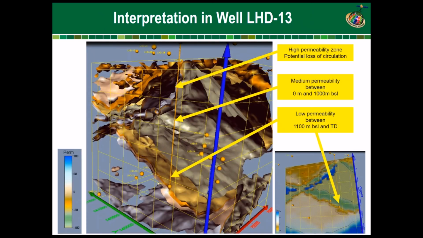We're summarizing the condition of the well right here. High permeability zone, potential loss of circulation right here, shallow. Medium permeability between 0 and 1,000 meters below sea level. Low permeability between 1,100 meters below sea level and target depth, as shown right here at the bottom right.